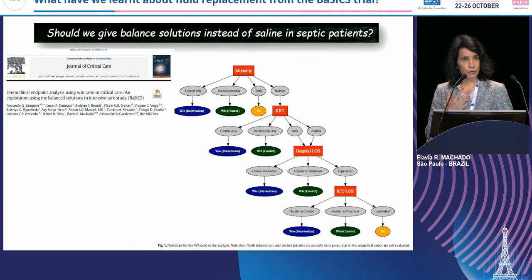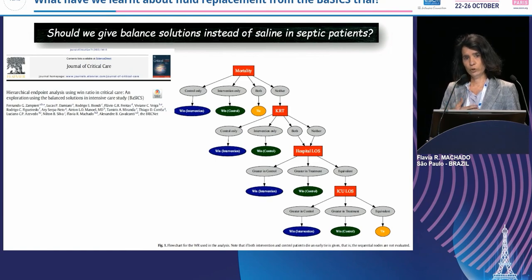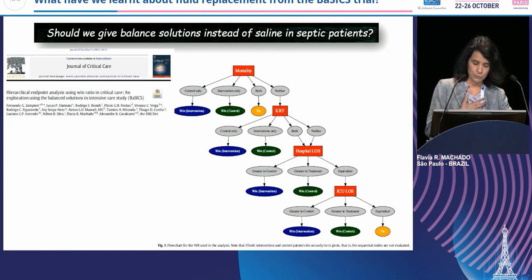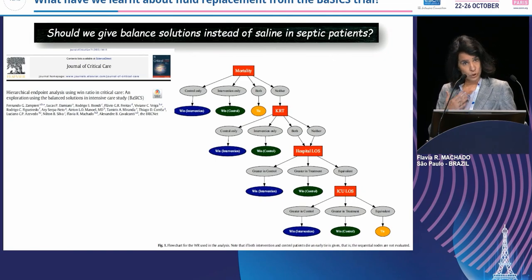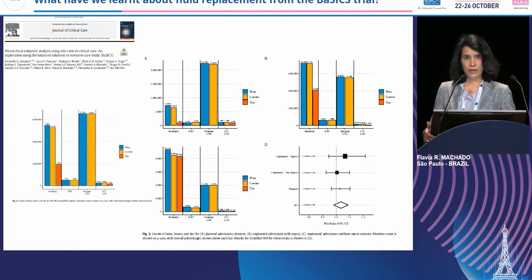And if there is no win, for instance, for mortality, you go for the next outcome, which in our case was kidney replacement therapy. And again, if there is no win, you go for hospital length of stay and then for ICU length of stay. And using this win ratio analysis, we were not able to find any difference in the wins between the groups in the whole analysis. And we had a pre-specified subgroup analysis by type of admission.